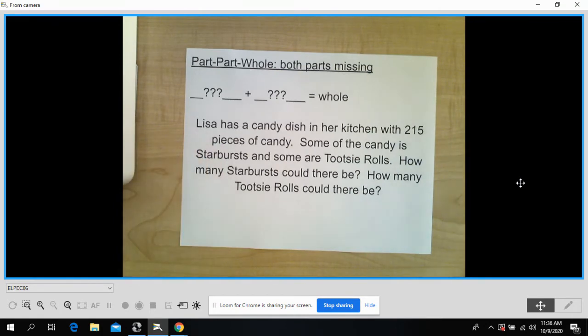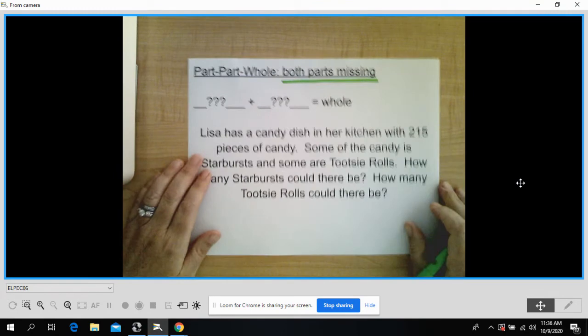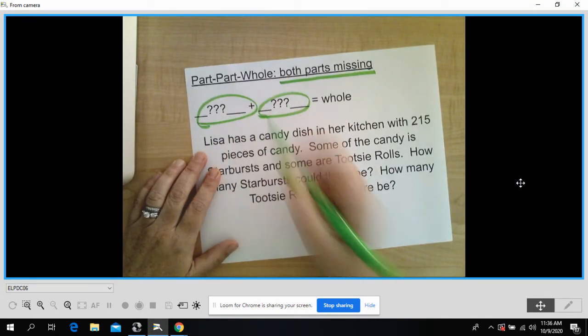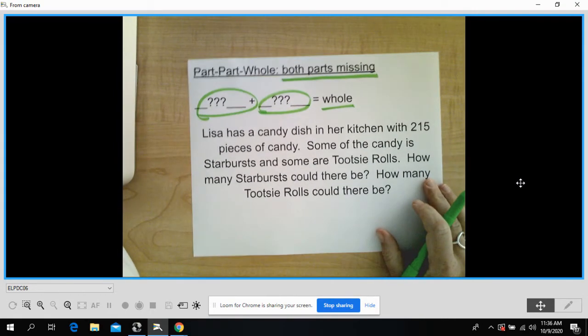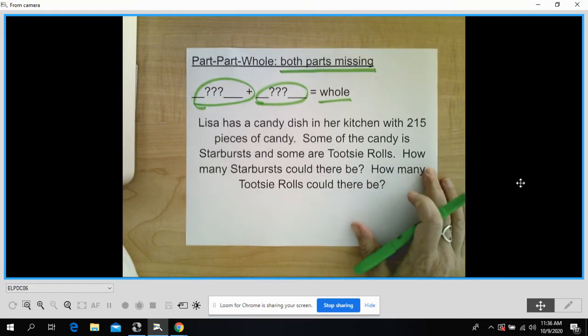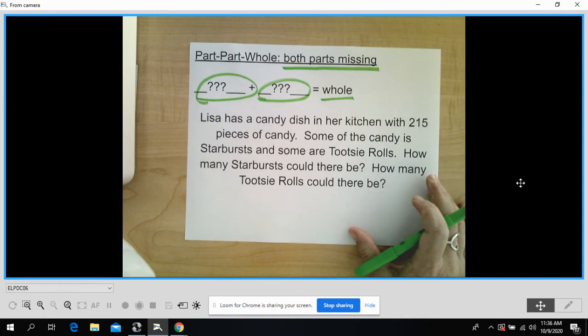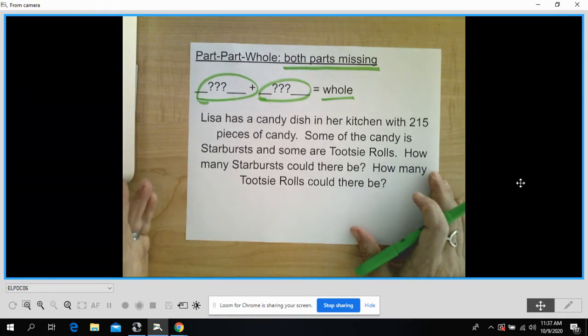All right, let's look at the last type of part whole. Oh no, what do we do? Both parts are missing. The beginning part, the second part, but I do know the whole. So can you think about what that might mean in a problem like this? It's really simple and not meant to confuse you. It just means that there's more than one answer.